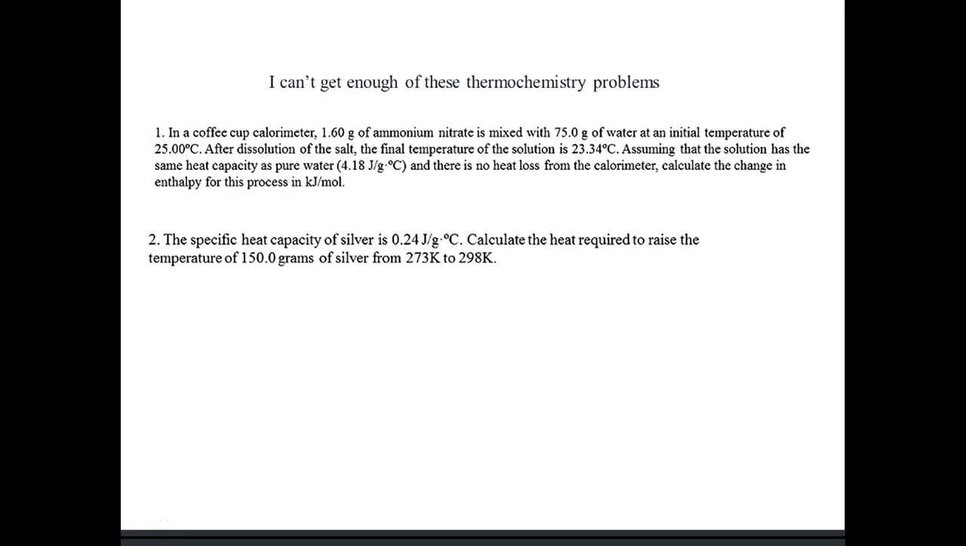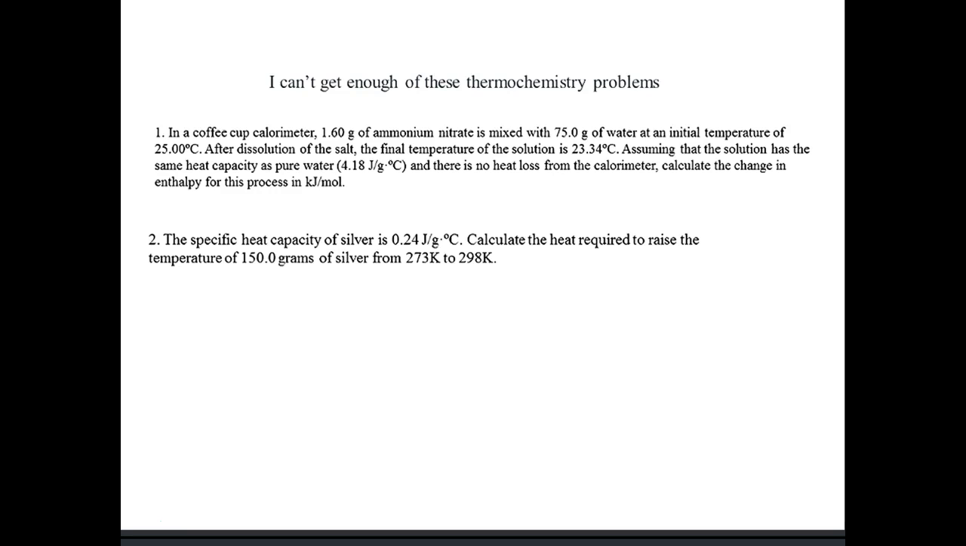So here we have a couple of questions. The first one is a calorimetry problem, and the second one is just a relatively simple specific heat capacity problem. We're going to start with the first one. So we have a coffee cup calorimeter, and we're dissolving ammonium nitrate in 75 grams of water.